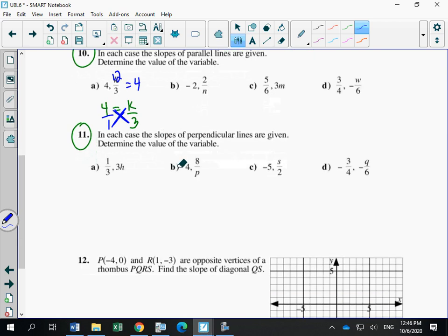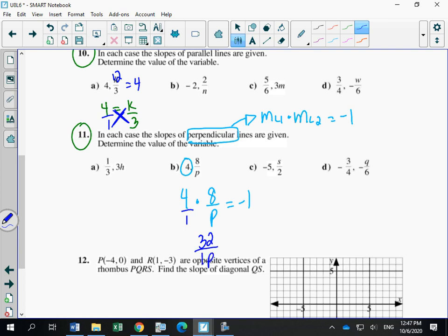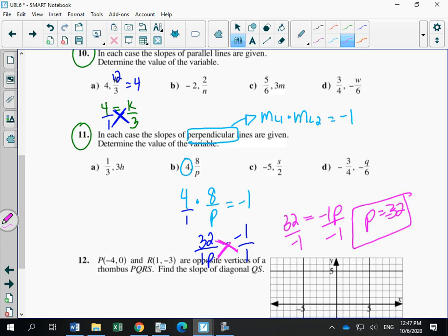Okay, for number 11, the slopes are perpendicular. So make your little note of what perpendicular is. The slope of line 1 times the slope of line 2 is equal to -1. If they're perpendicular, that would always be the case. So if I did B, it would be this times 8 over p is equal to -1. I'm going to turn that 4 into a fraction. 4 times 8 is 32. 1 times p is 1p is equal to -1 over 1. From here, we would cross multiply. So 32 times 1 is 32 is equal to 1 times -1 is -1p. And then you would divide this side by -1, you would divide this side by -1, and p is equal to -32. So 11b, p is -32.